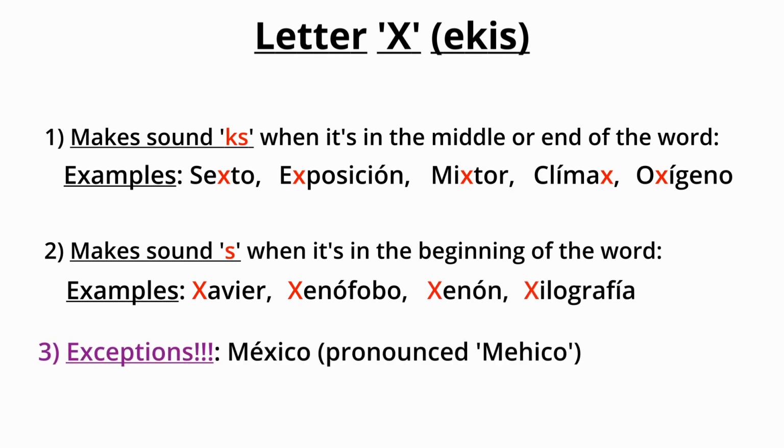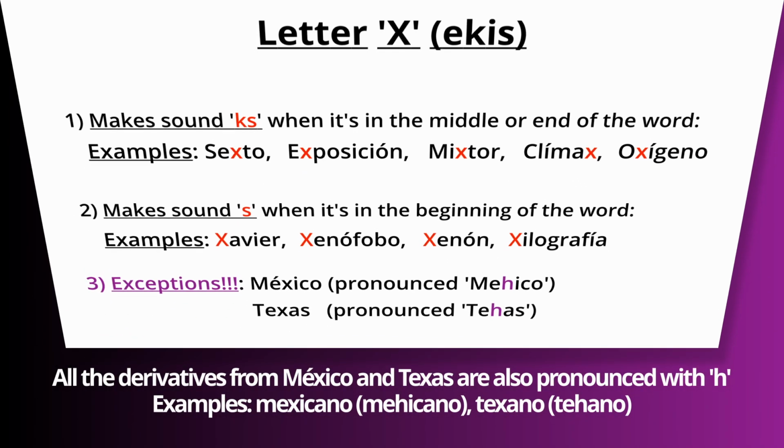Now, one more thing. You might have noticed that for some reason the country of Mexico in Spanish is called Méjico. Another word like that is Texas. Even though both of these words are spelled with X, they are pronounced like letter H in the word ham. These two words are exceptions, where the letter X works differently. And that also means that all the derivatives that come from words Mexico and Texas will also work the same way. For example, mexicano, tejano.